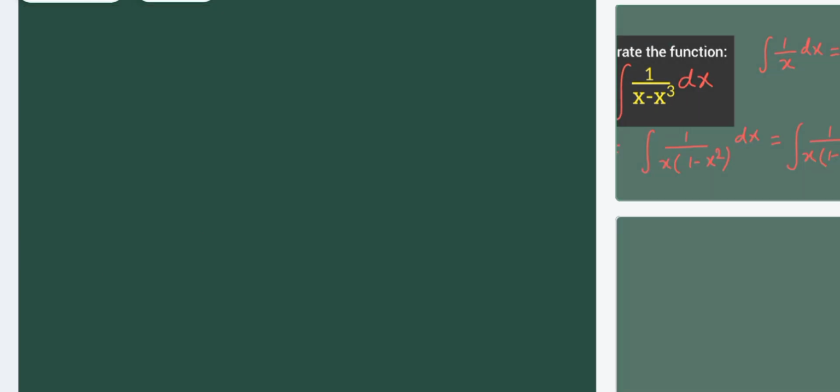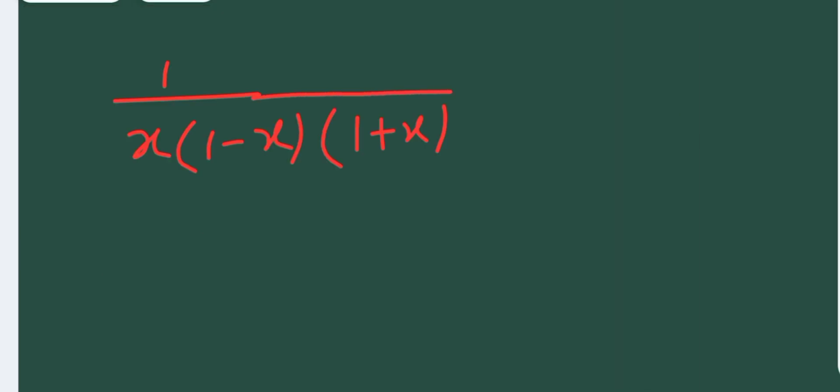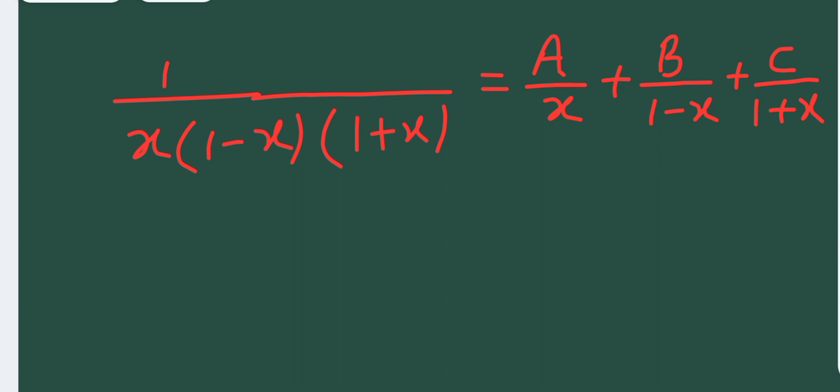So what I mean to say is, I am trying to convert it into a simplified form: a divided by x plus b divided by 1 minus x, and then plus c divided by 1 plus x, where a, b and c are some constants. So we will convert this function into this form. If we want to convert into this form, we have to find the value of a, b and c. That is the difficulty, correct?